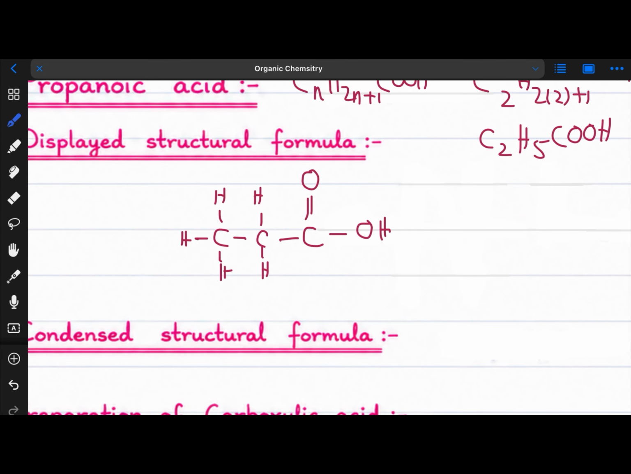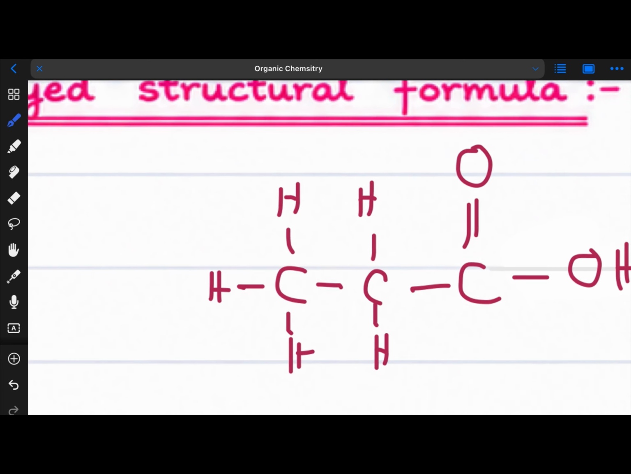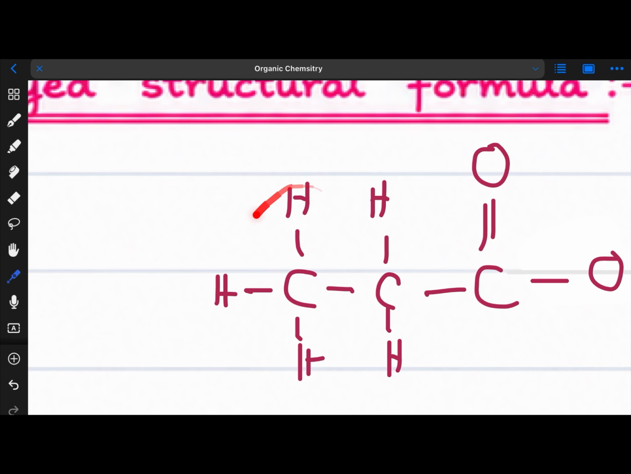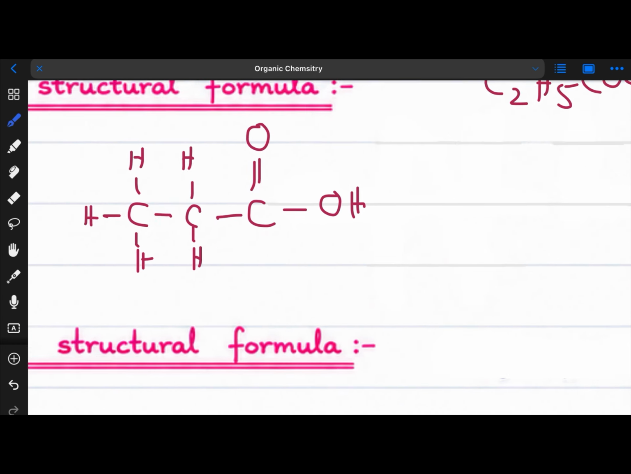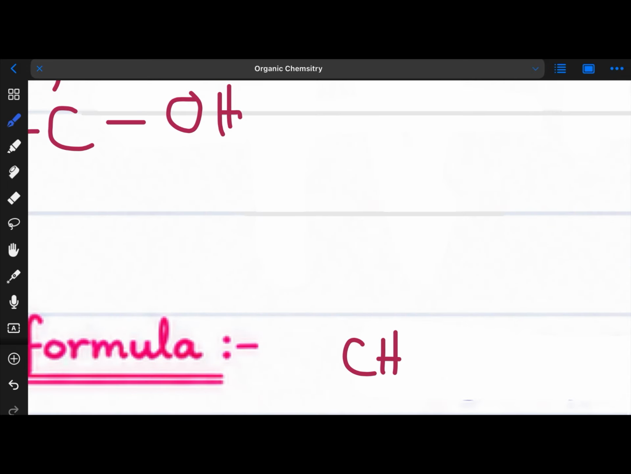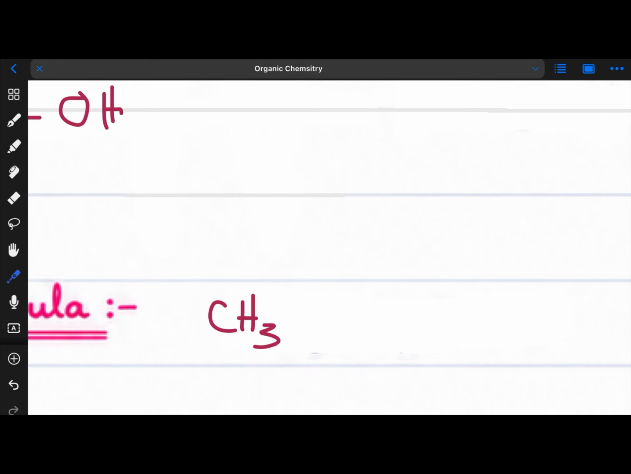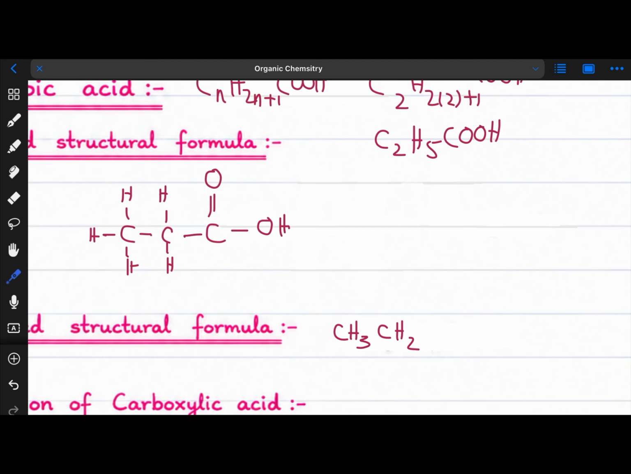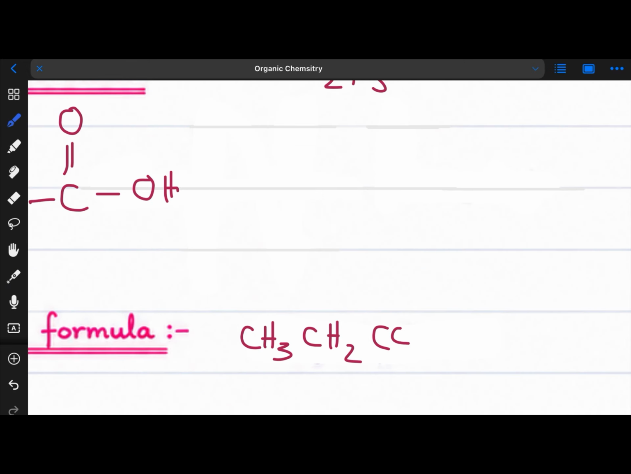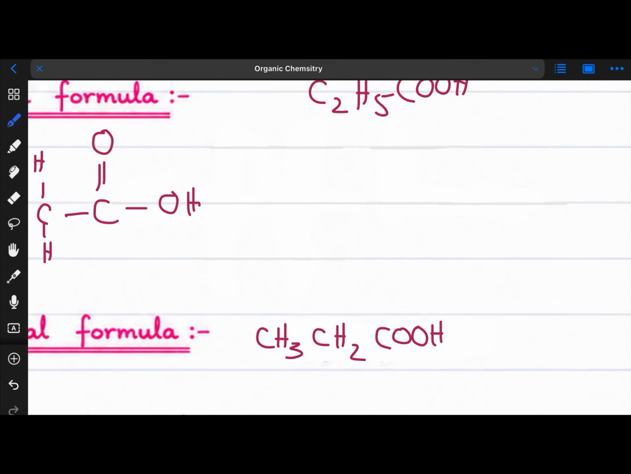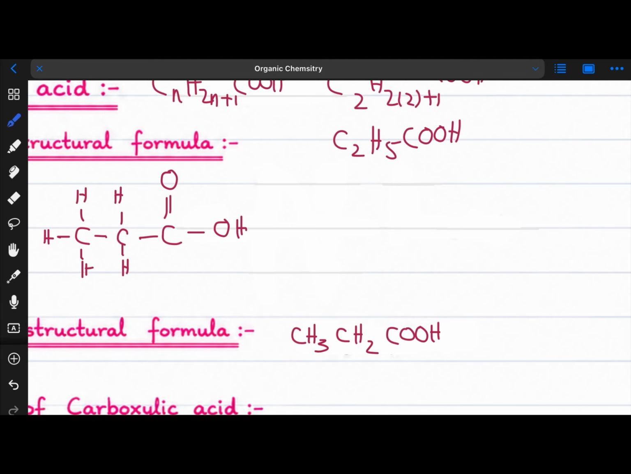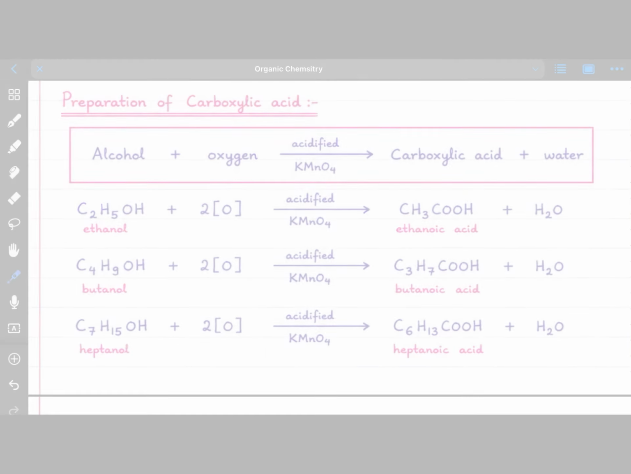We have to separate the 3 C's. So firstly, we have CH3 at the left side, so we're going to write CH3 here. And then we have 1 CH2 to write, so we're going to write CH2. And then we have our carboxyl group to just write down as it is, so it's going to be like COOH. And this is how we have written down the condensed structural formula of propanoic acid.